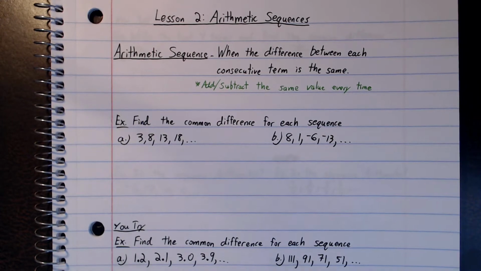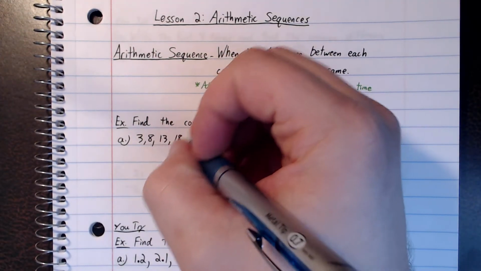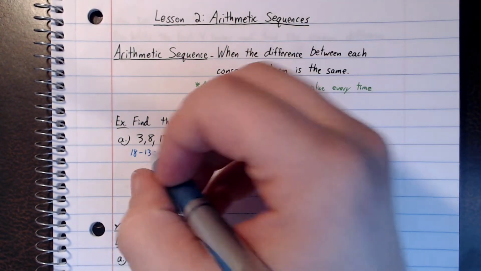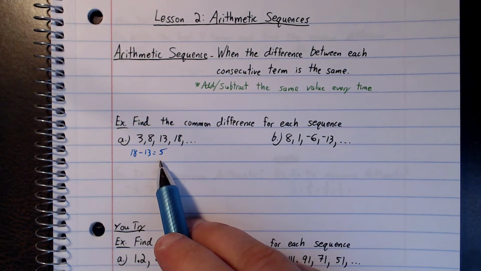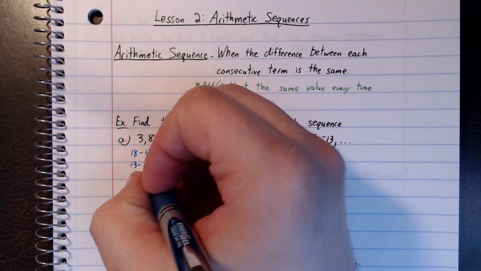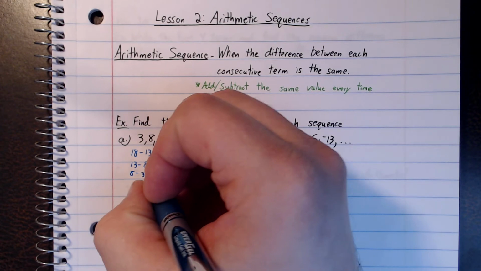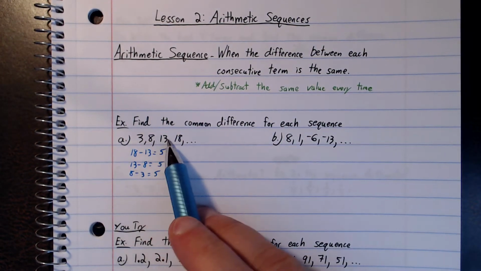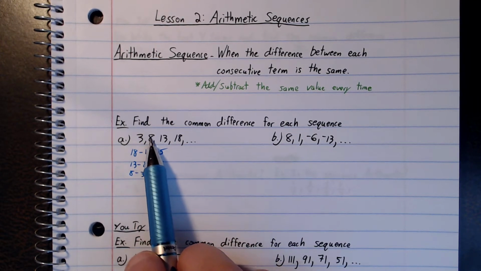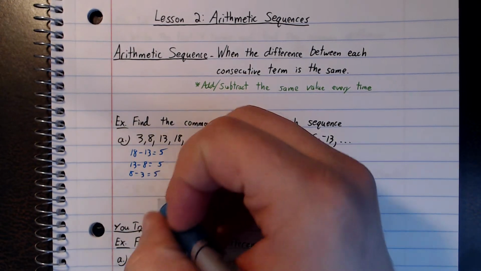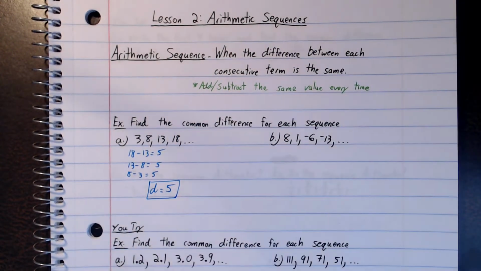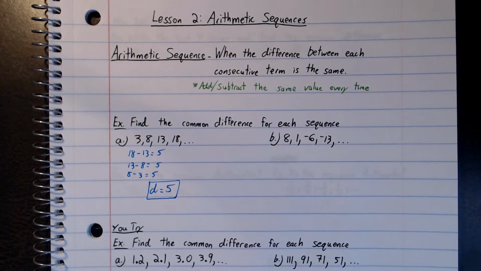So difference is usually subtraction, so I'm going to work backwards. If I take 18 and I subtract the term prior to it, we end up with 5. That is the common difference, but I'm going to make sure that that's true for each of these. So 13 minus 8, we get 5. 8 minus 3, we get 5. So in between each of these numbers, every time I was adding 5, right? I did 3 plus 5, 8 plus 5, 13 plus 5. So our common difference, which we're going to write as D, equals 5.